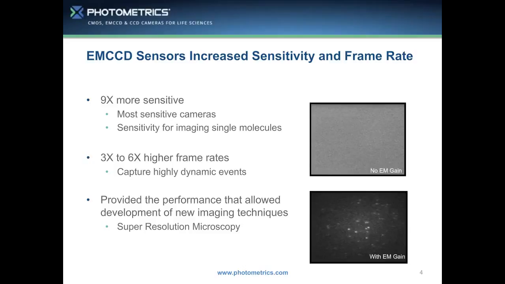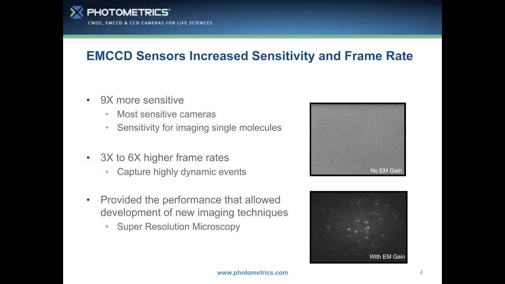And so between both of these technologies, you were able to cover the gamut of your requirements for the different applications. And by being able to provide this level of sensitivity and frame rate and speed, it enabled the development of new techniques, new applications. The Nobel Prize was just awarded for super resolution microscopy, and that was primarily developed and accomplished using EMCCD cameras.